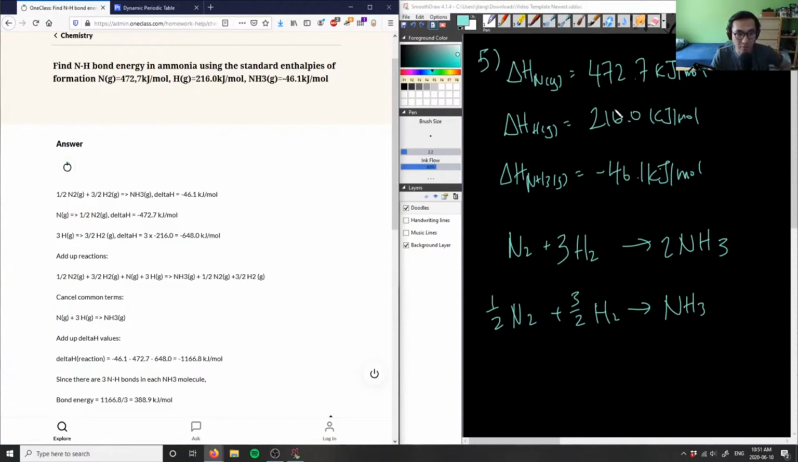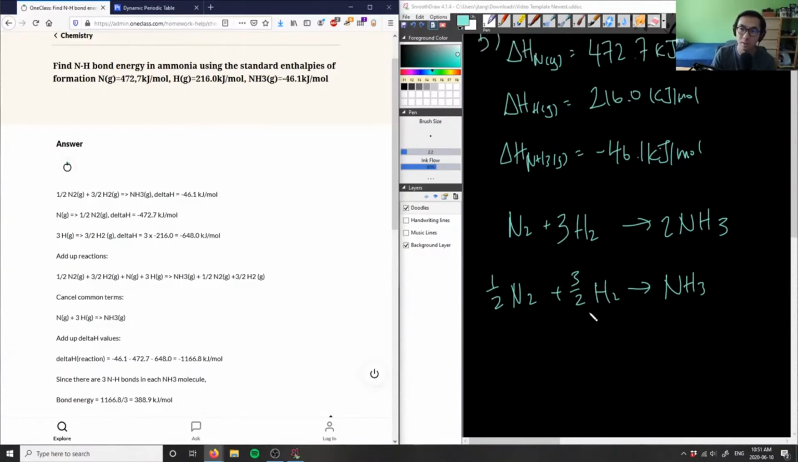So this is going to be our number for our equation here. As you can see, N here is half of N2. It's going to be negative 472.7 kilojoules per mole, because this is an exothermic reaction, so we change the sign to a negative. Then we have H, so we multiply this by 3, because the 2's cancel out and we're left with 3 hydrogens. We multiply this by 3 and flip the sign, and then add all that up.